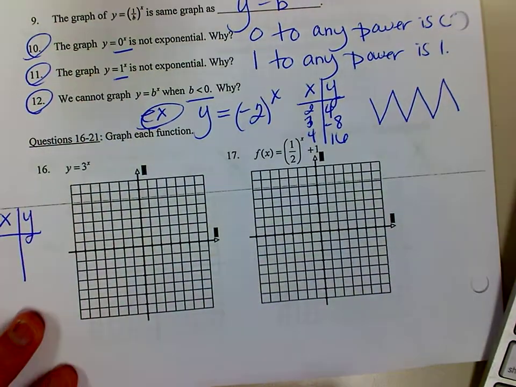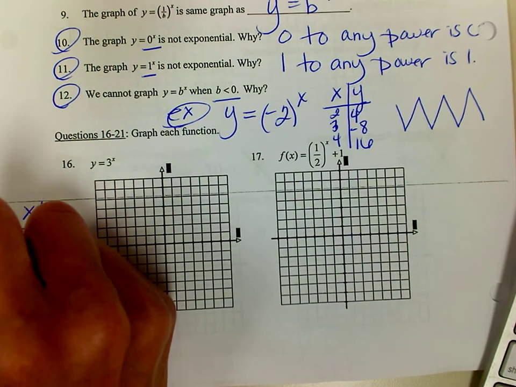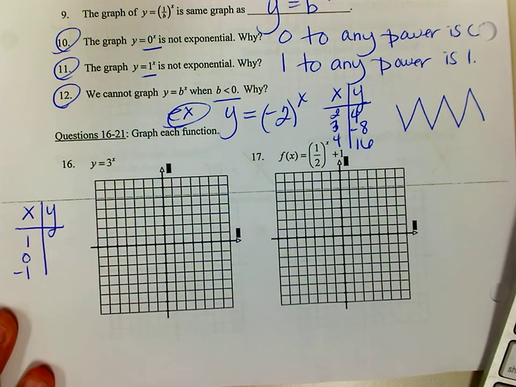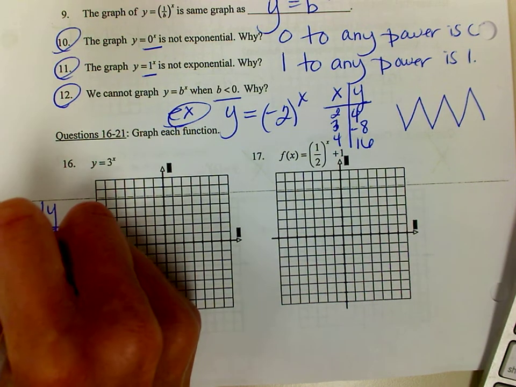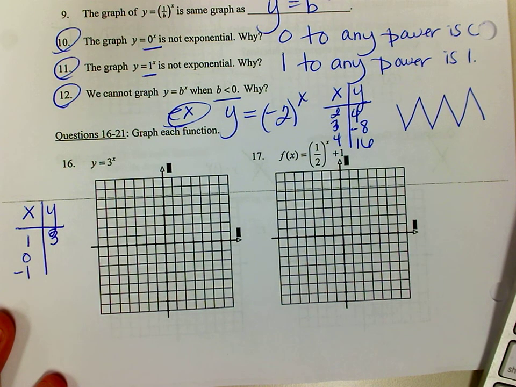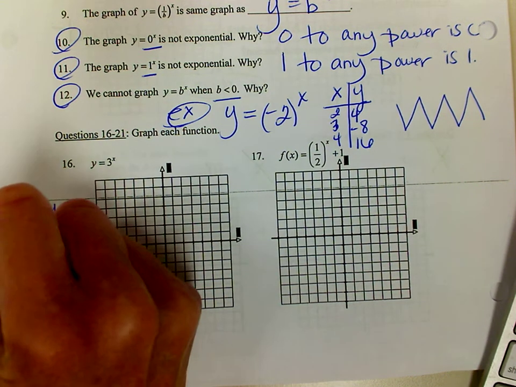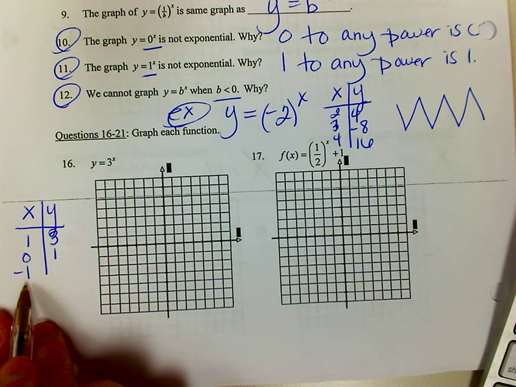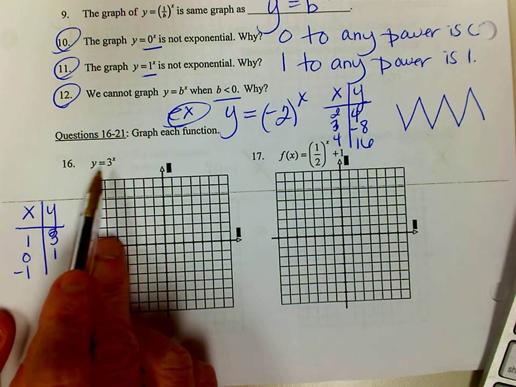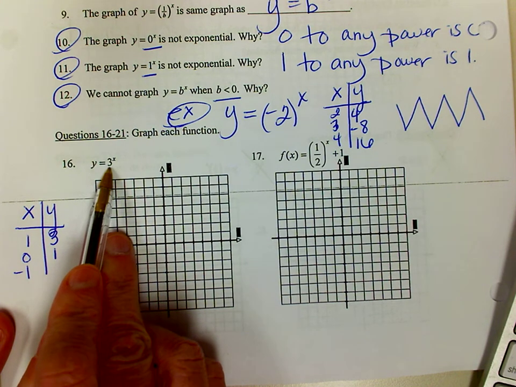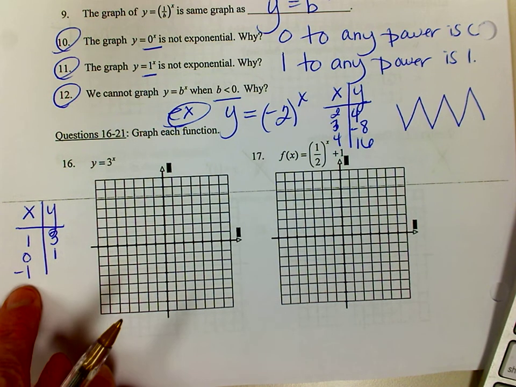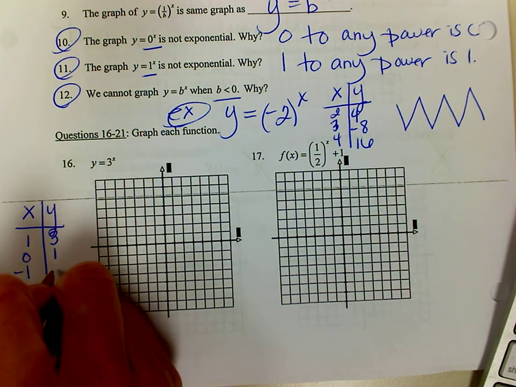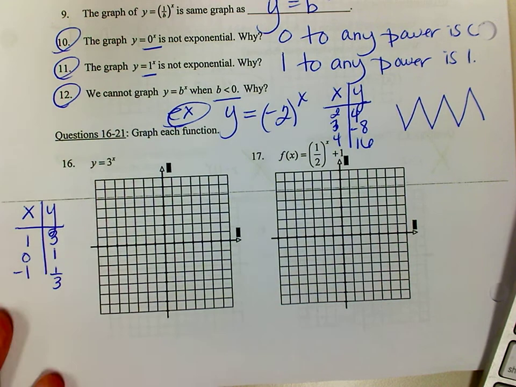And I'm just going to use 3 numbers. I'm going to use 1, 0, negative 1 every time for x. So 3 to the first power is 3. Any number to the 0 power is 1. And then I have a negative exponent. So what's going to happen is that my base flips and then it becomes to the first power. So if this is a negative 1, the y value is just going to be the reciprocal of your base every time.